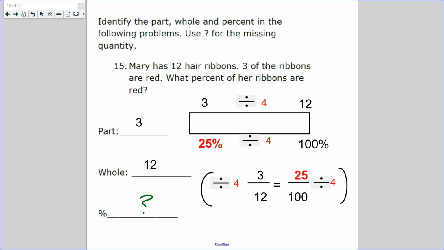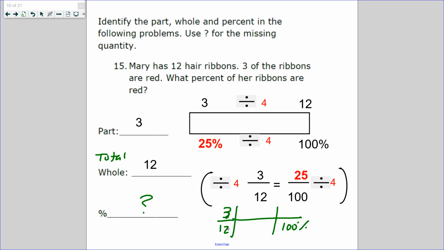So she has 3 ribbons that are red out of how many? 12. So we know 12 is all the ribbons she has. That's the whole thing she has, a total. Part of it is red. How many? 3. Do we know the percent? No. So let's make a table, and then we'll look at a picture.